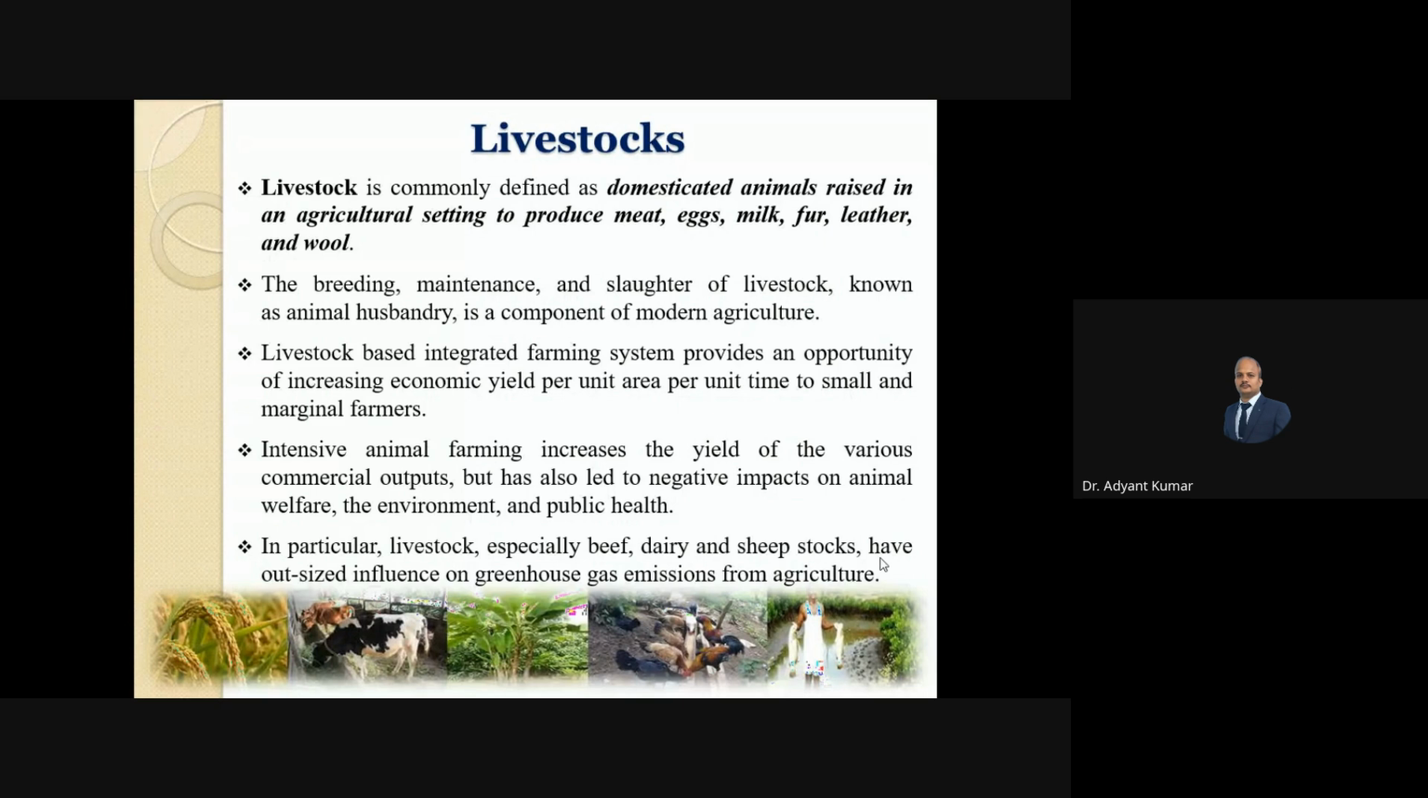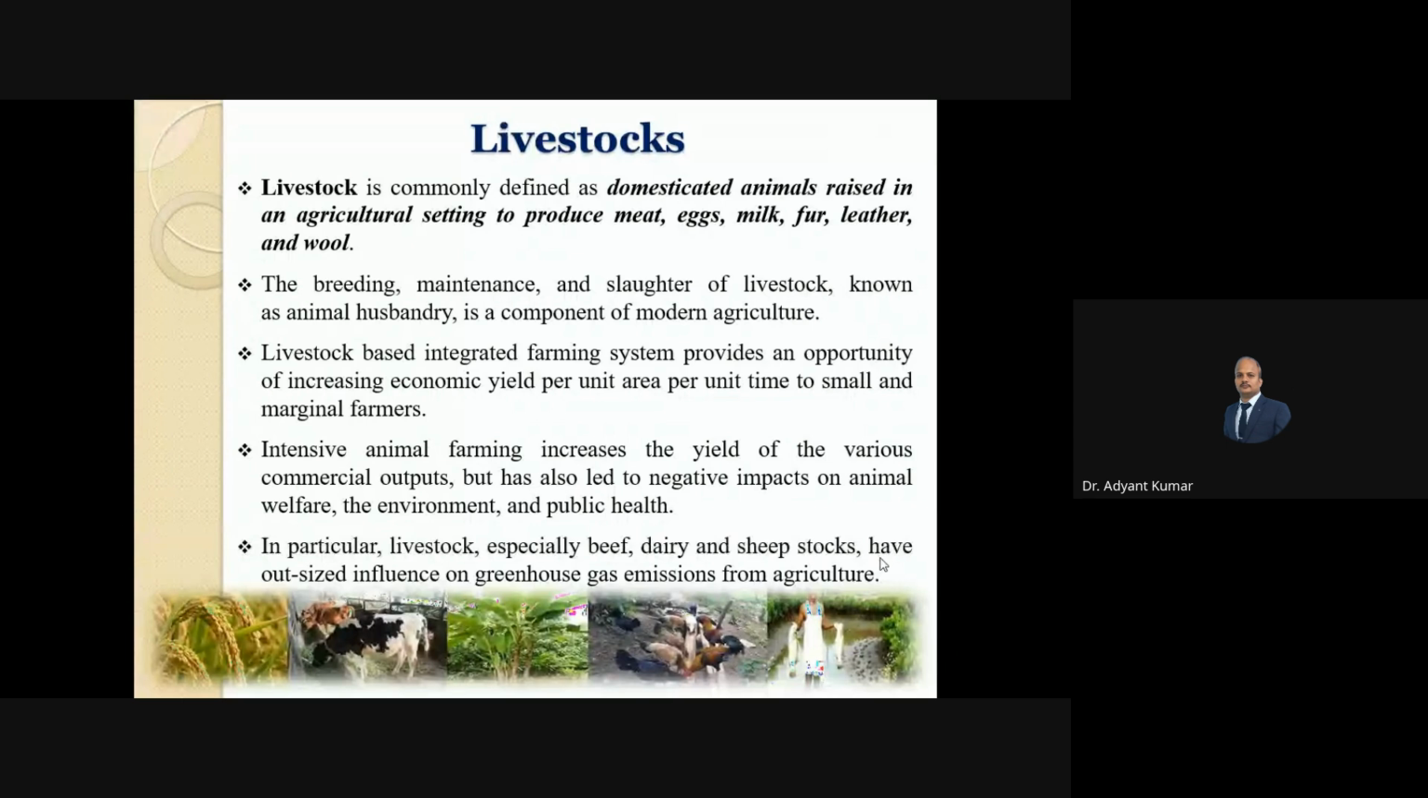The breeding, maintenance as well as slaughter of these livestock is known as animal husbandry, which is a modern component of agriculture. Thus, a livestock-based integrated farming system will provide an opportunity for increasing the economic yield per unit area per unit time to small and marginal farmers. Here, the land requirement is much less than that of crop-based farming system models.